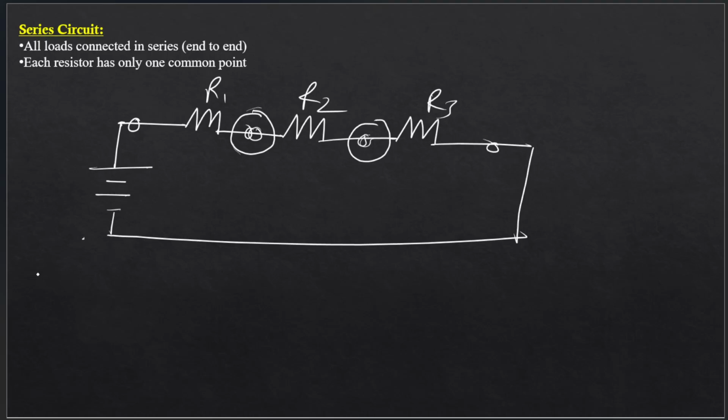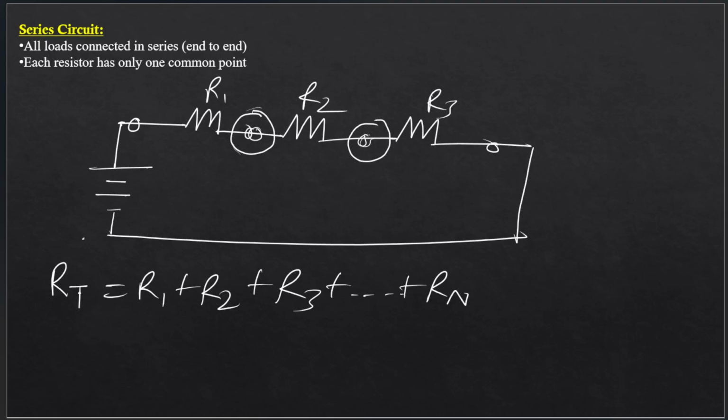Now the total or equivalent resistance in a series circuit is RT equals R1 plus R2 plus R3 plus ... plus Rn. So the total or equivalent resistance in a series circuit is the sum of all the individual resistances. Another important feature of series circuits is that the current flowing through all loads is the same.